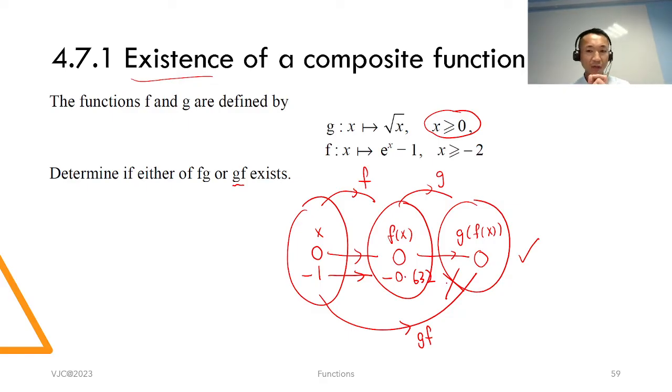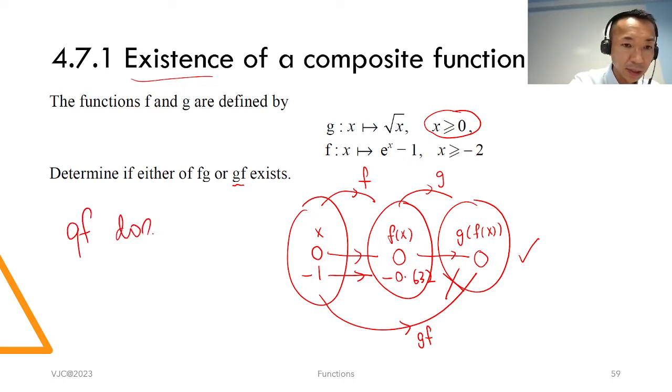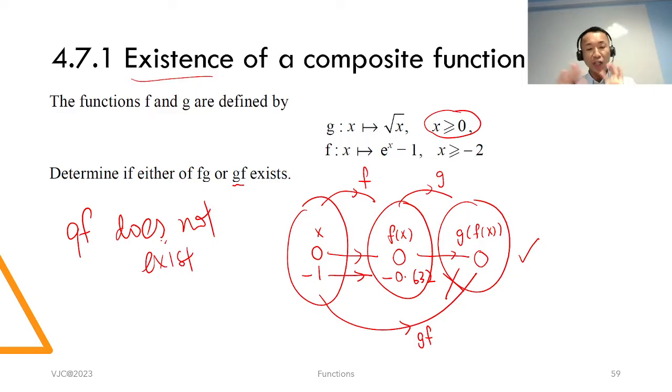So just because of that, GF does not exist. Why? Because there is one particular element here, -1, that has no image under GF. Later on, I'll give you a comprehensive way of testing it out, but I'm just trying to explain the idea of it first.